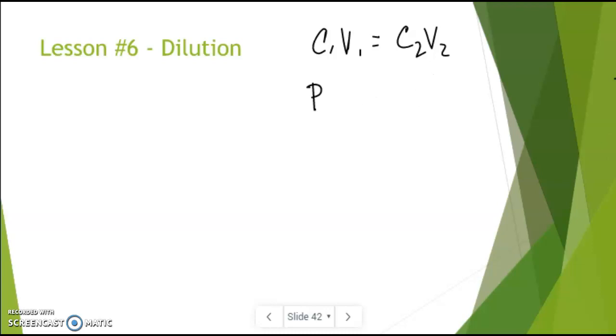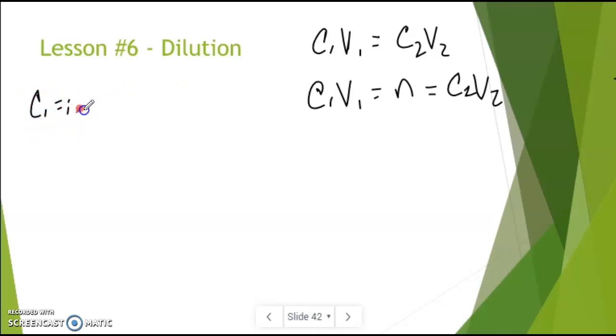we go back a step and look at our equation. C times V is going to equal N. So N is now our constant, and that's going to equal C2 V2. What that's saying is that our number of moles is not changing in this experiment or procedure. We're not changing the number of moles, we're just changing either our volume or our concentration as a result.